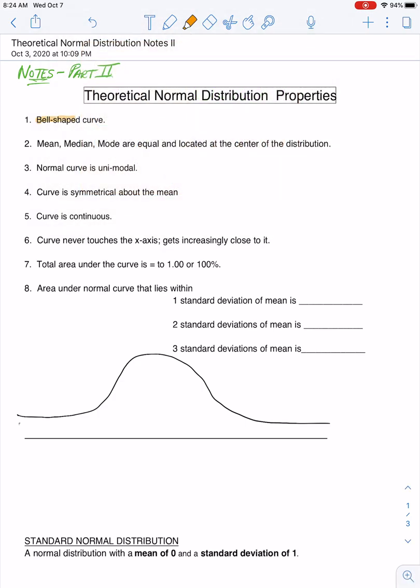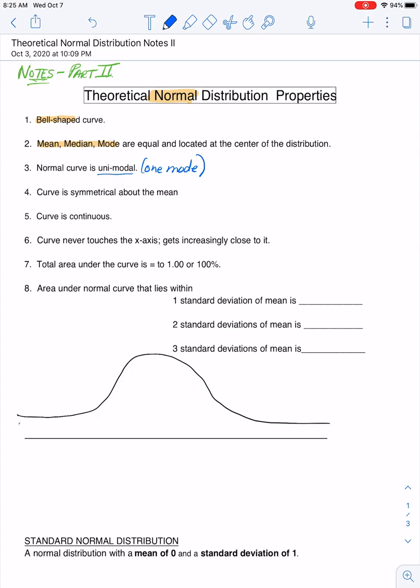First of all, it's going to be bell-shaped. So you see the word normal, you think bell-shaped. Secondly, as I said in the previous video, mean, median, mode are equal and located at the center of the distribution. It's going to be a unimodal distribution. Unimodal just means that there will be one mode, so one high point. That's the idea of the bell-shaped curve.